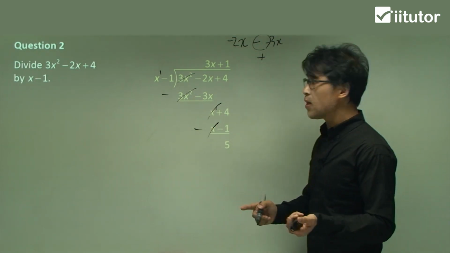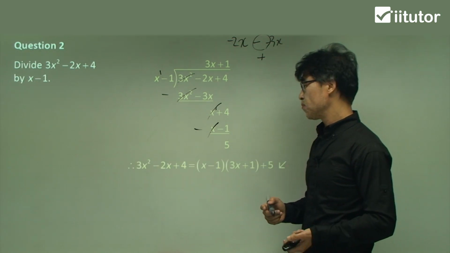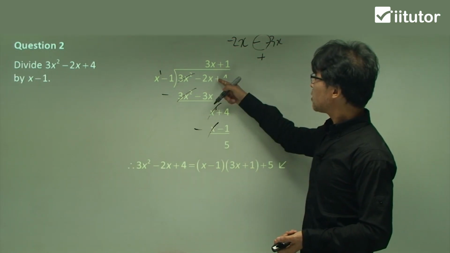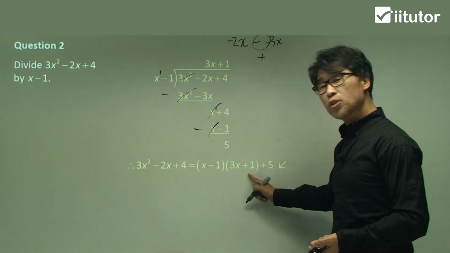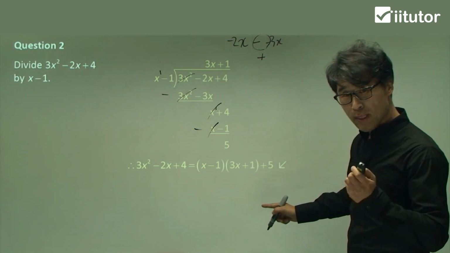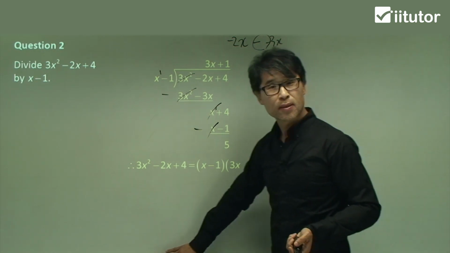Okay, 4 minus is 5. So write your answer. Easy. So the question is divisor times the quotient plus the remainder. That's it. Okay? How do you feel, guys?